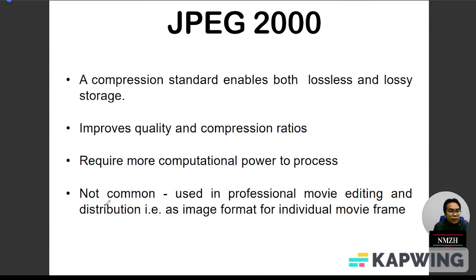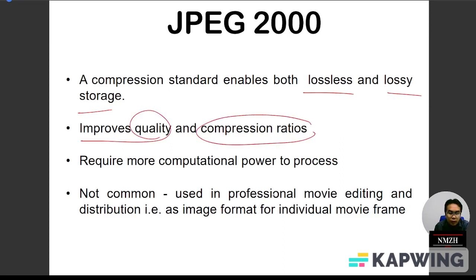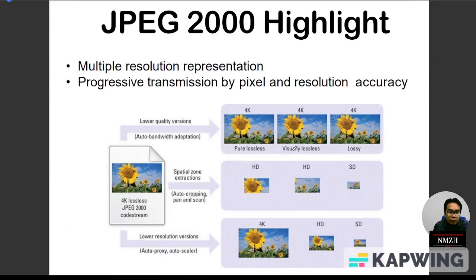While JPEG 2000 is a compression standard enabling both lossless and lossy storage. This JPEG 2000 improves the quality and compression ratio, and we can also choose the priority for that particular demand for our apps. It requires more computational power to process compared to the JPEG. So commonly it is used for professional purposes, for movie editing and distributing. And this is the highlight for the JPEG 2000.